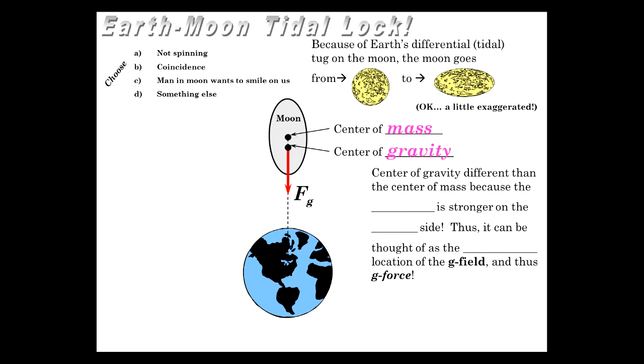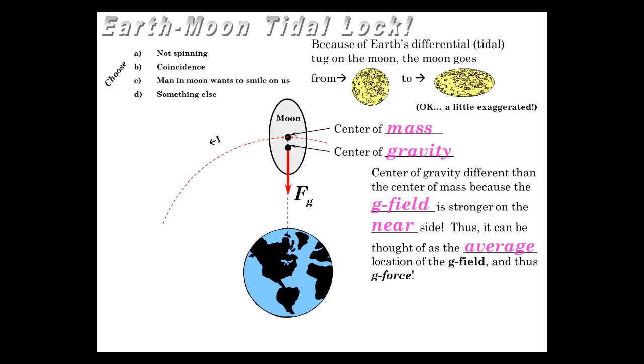So that point is different than the center of mass because the G field is stronger on the near side. It's actually the average location of the G field. And if that's the average location of the G field, then it's also the average location of the gravitational force. So it's the center of gravity. Now that really has some interesting implications.